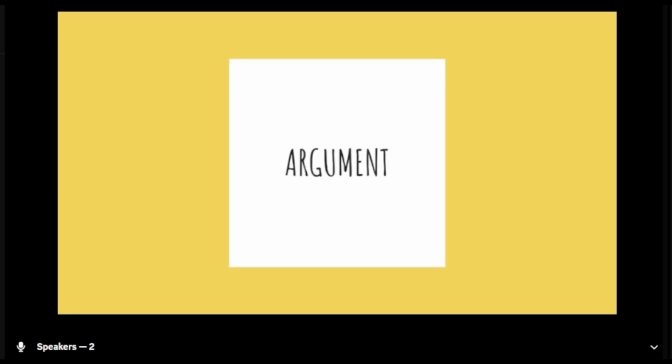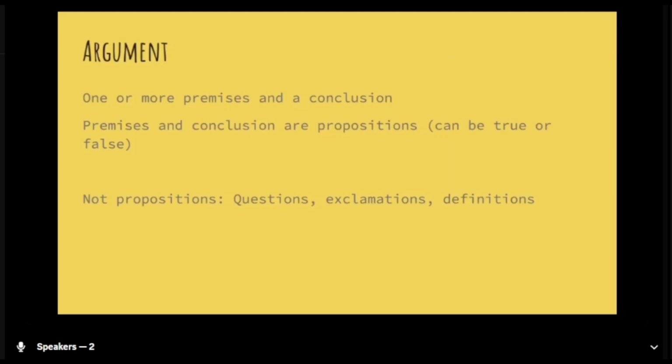Have you got any idea what an argument is? Yeah, I have some. An argument has at least one premise and one conclusion. Yeah, one or more premises and a conclusion. Premises and conclusions, they're propositions. They can either be true or false. And then you can test the truthfulness through different methods. It could be evidence, science.